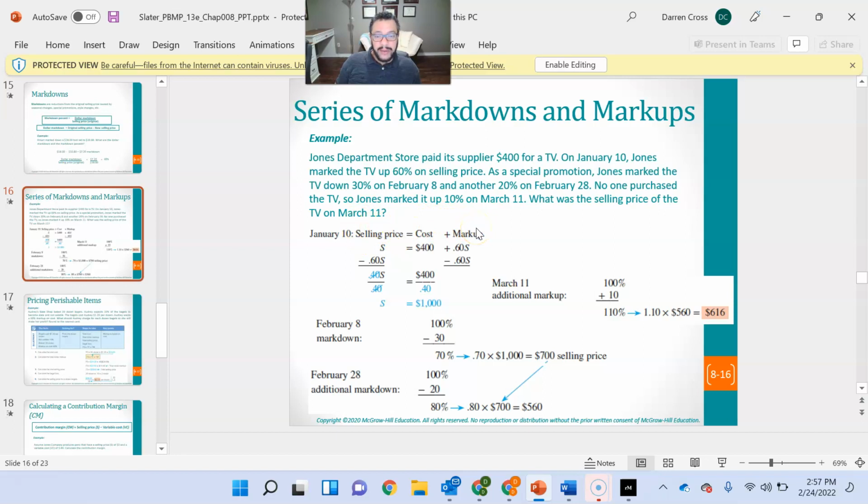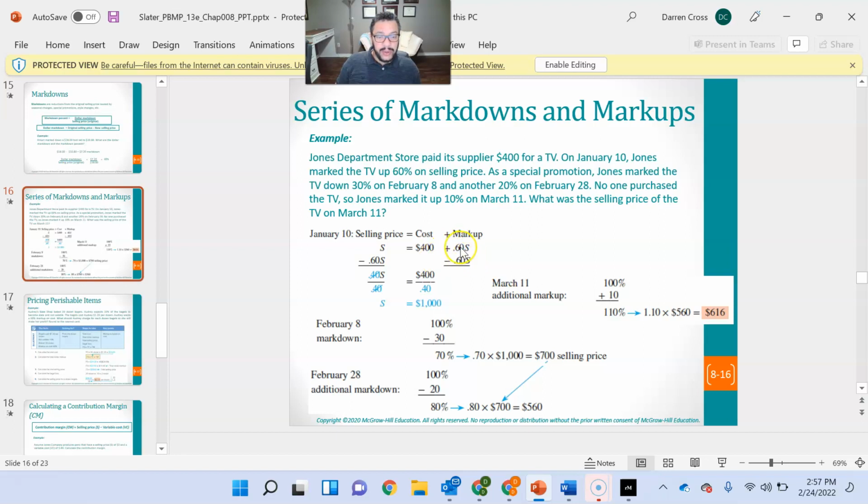All right. Now, this is on January 10th. On January 10th, they marked the TV up 60% on selling price. We don't know what the selling price is, and we need to figure that out. So we don't know what the selling price is, but we do know that the markup is 60% of the selling price. So we have a formula here: S equals 400 plus 0.60S.